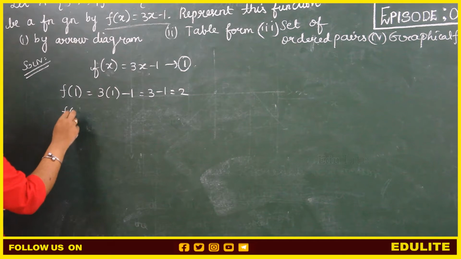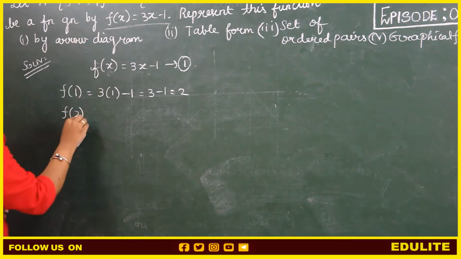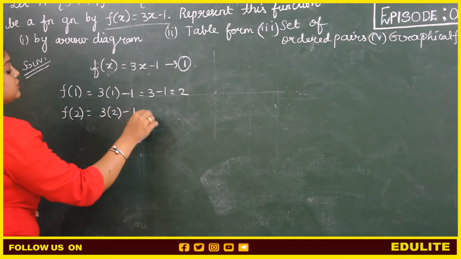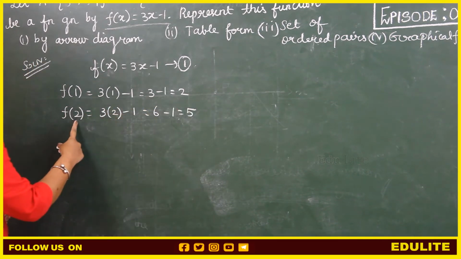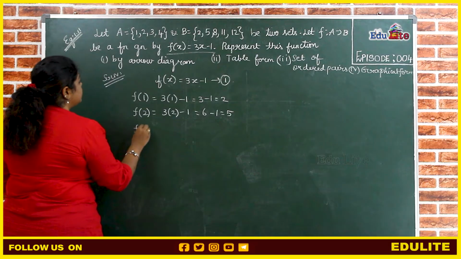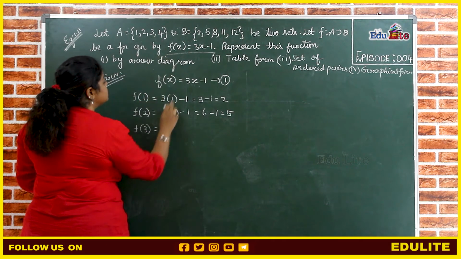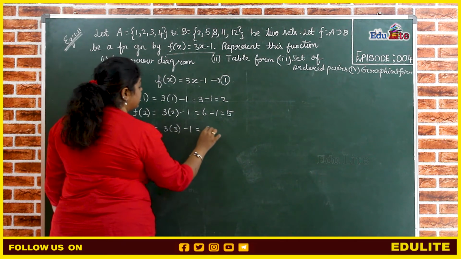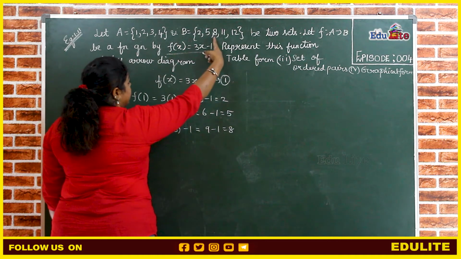The second mapping we can find in a similar way by substituting the value of x as 2. So 3 into 2, the value of x is 2. 3 twos are 6, minus 1 gives us 5. Therefore 2 is mapped to 5. Third, we will substitute the value of x as 3. So 3 into 3 minus 1, 3 threes are 9, minus 1 is 8. Therefore 3 is mapped to 8.